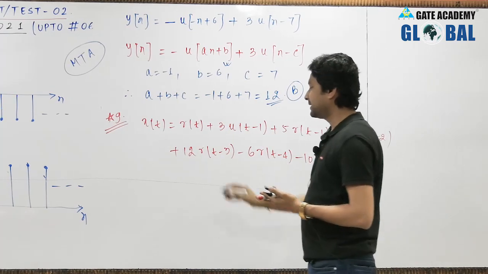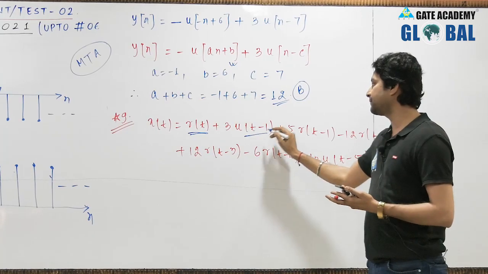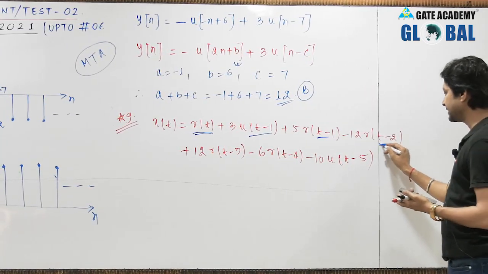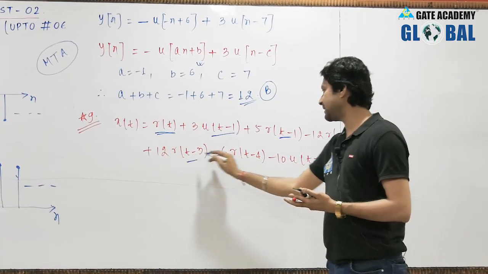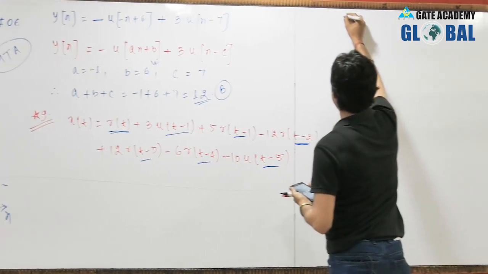To start with, you can see that this ramp function will start from t equals 0. The next signal will start from t equals 1, this signal will occur at 2, this at 3, this at 4, and this at 5. So just try to plot this signal.